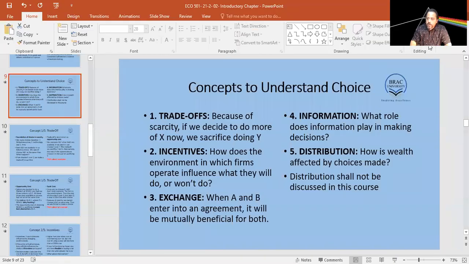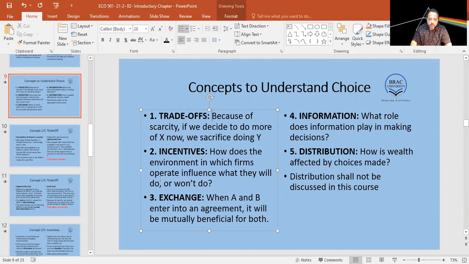So the 5 concepts that we mentioned at the beginning, sometime in week 1, were: number 1, trade-offs, which was defined as: because of scarcity, if we decide to do more of, say, X now, we sacrifice doing Y in future or forever. Like we said in the previous part, we want to identify the keywords and then link them to make a meaningful sentence.